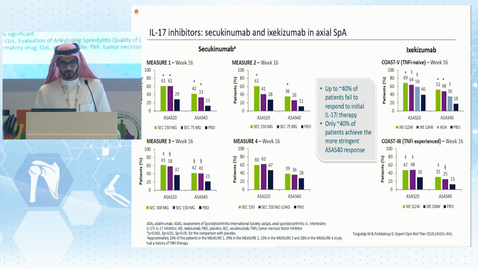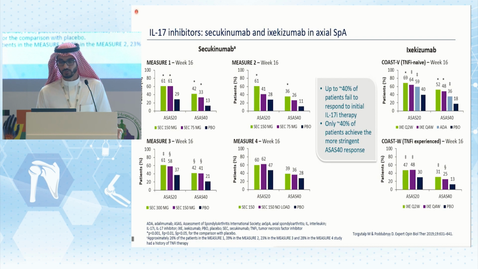Okay, moving on to the interleukin 17 inhibitors. Again, as you can see here, up to 40% of patients who initially fail the anti-TNF experience the same failure with the anti-IL-17 inhibitors, and only 40% of them achieve the more stringent ASAS 40 response.